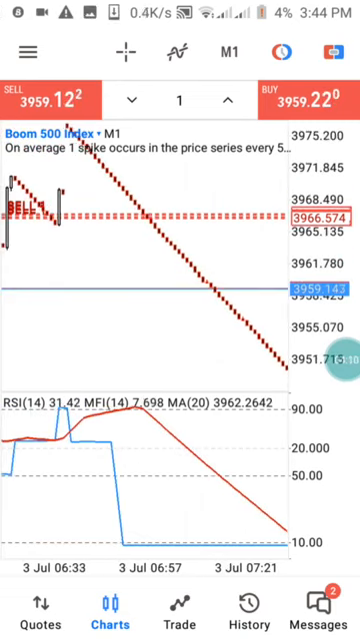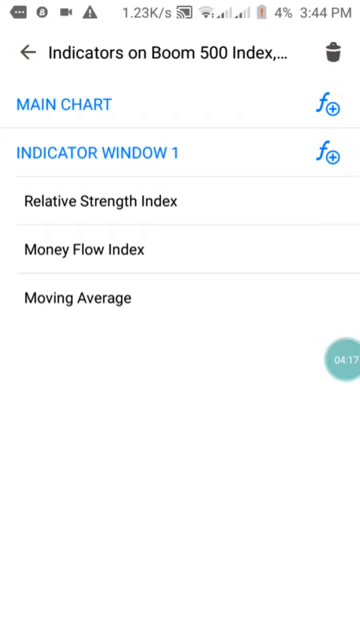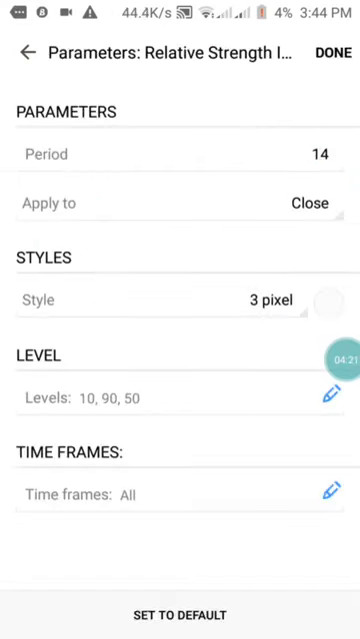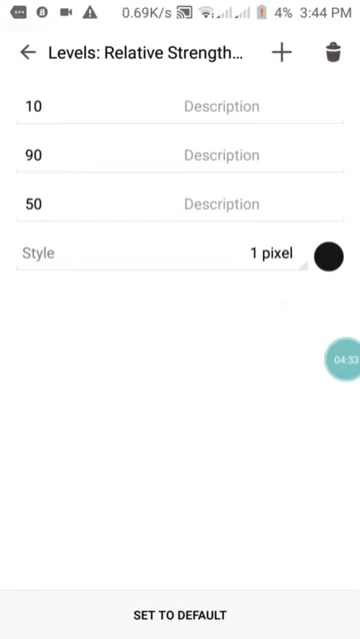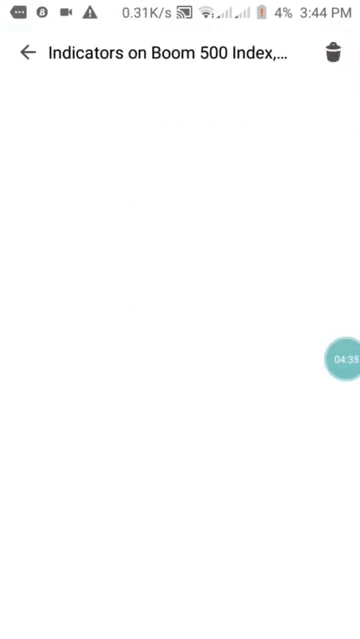So guys, let me show you the settings of this strategy so that you can also set it up on your phone. We have the Relative Strength Index with a period of 14. We have apply to close, we have the style in white color, and we have our levels: we have the 10, we have the 90, and we have the 50. So you just set it up exactly the way I set it up here. Then you press on done.